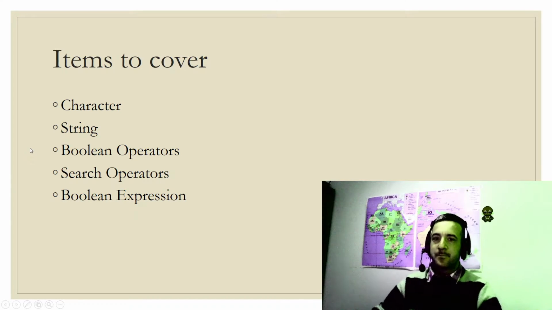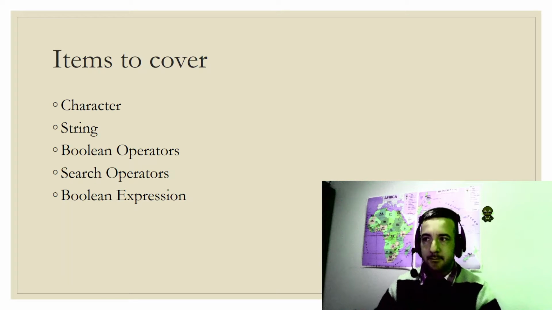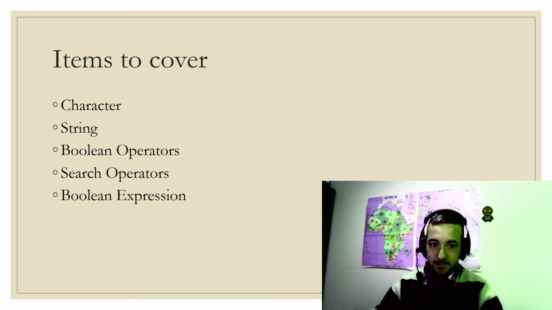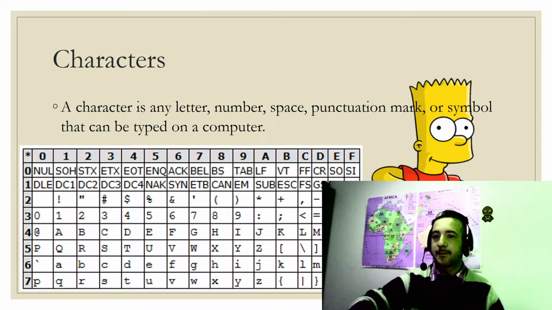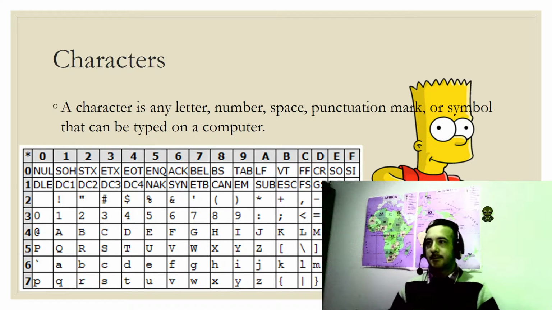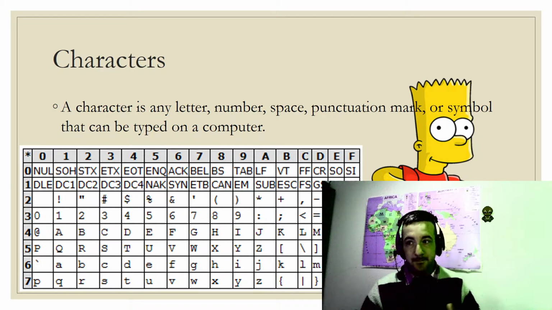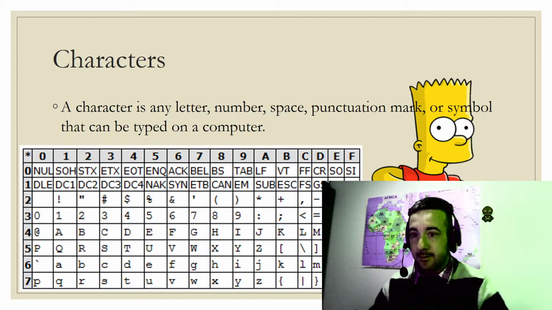All right. So today we're going to cover characters, character strings, Boolean operators, search operators, and ultimately creating a Boolean expression. It's a pretty short slide right here, but I figured that we'll get into it a little bit more. So first things first is a character. A character is any letter or number that you can think of, and actually a space counts as well.